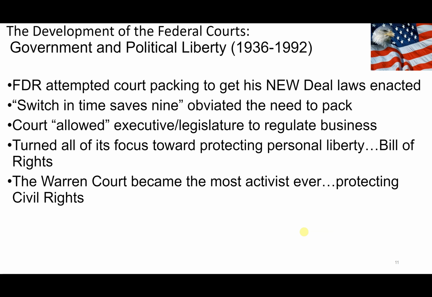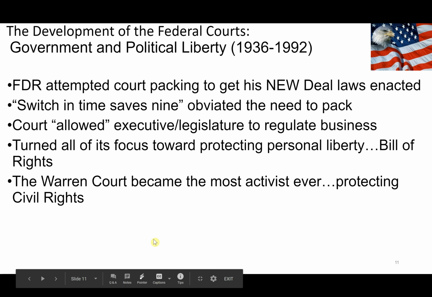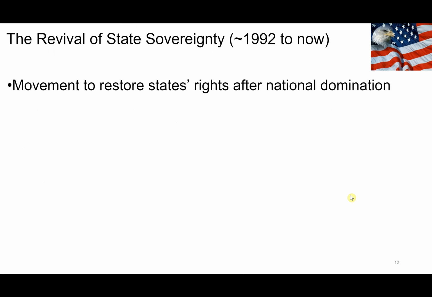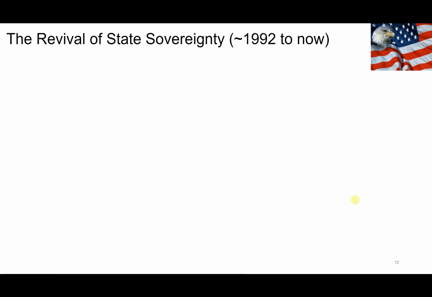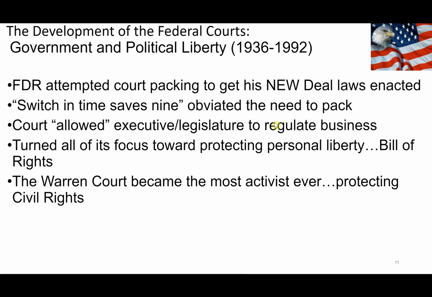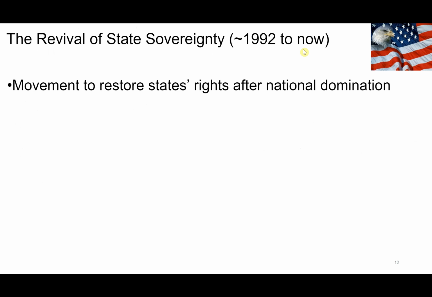The Warren Court would end up becoming the most activist court ever. From the Eisenhower administration through the civil rights period, the Warren Court was very proactive in protecting civil rights. By the way, this characterizes the time period from 1936 to 1992. However, from 1992 to now, you have a move.